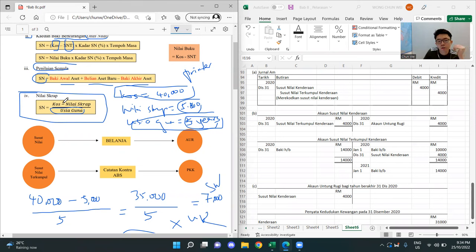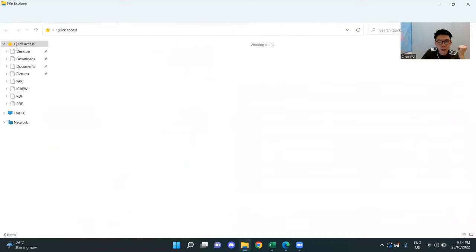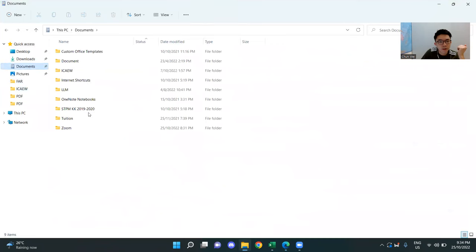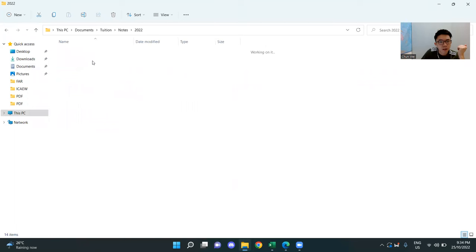Okay? So, if you want, you can just memorize this formula using cost minus nilai scrap divided by usia guna. So, if the question already come out, they will straight away tell you which one, the cost is how much, the nilai scrap is how much, and usia guna is how much. Then you just use this formula, then you get the answer for the susut nilai. Alright? So, after that, we have done susut nilai. So now let's look at the next part.